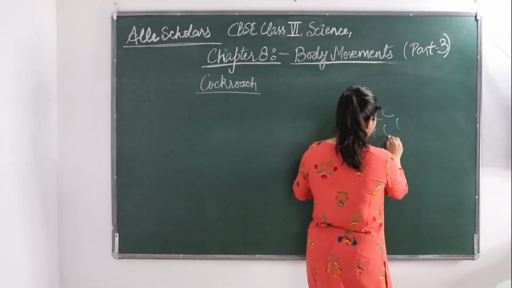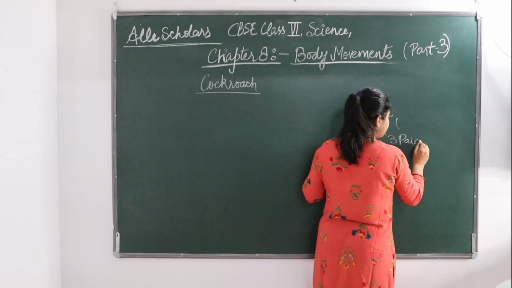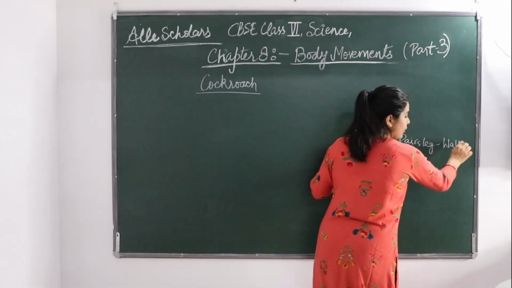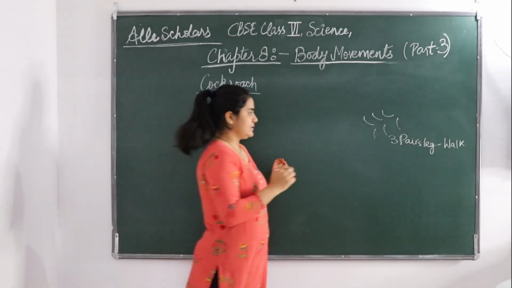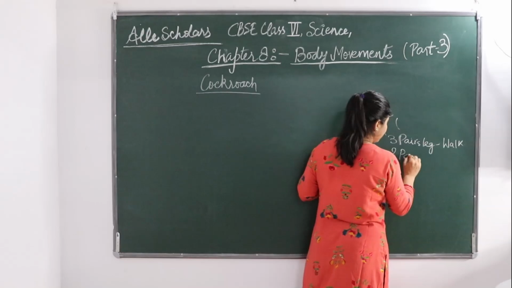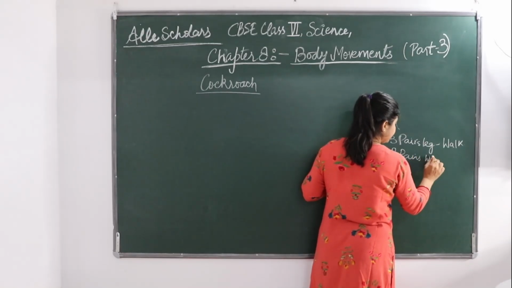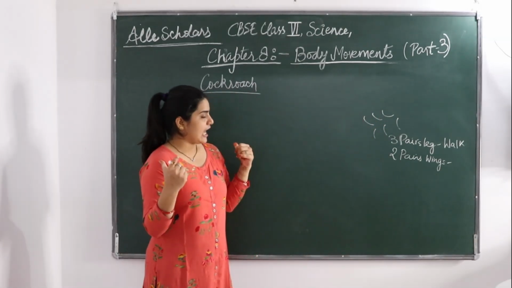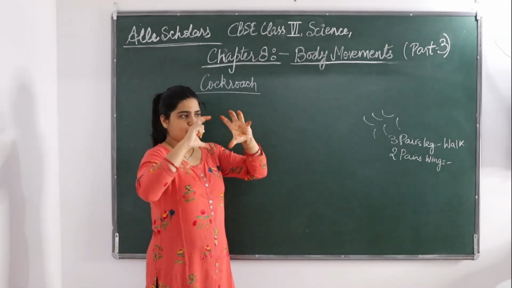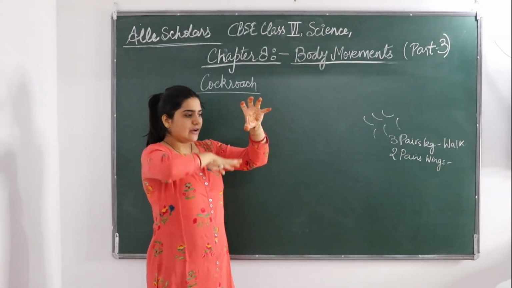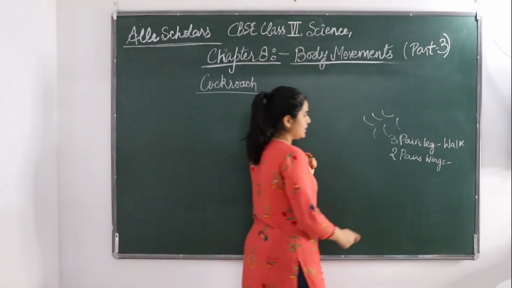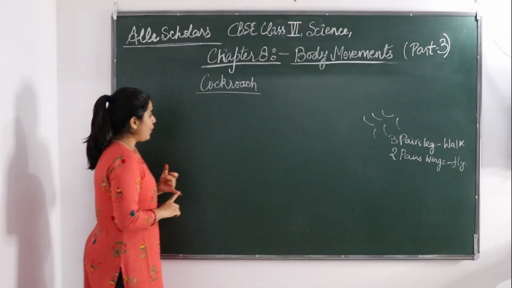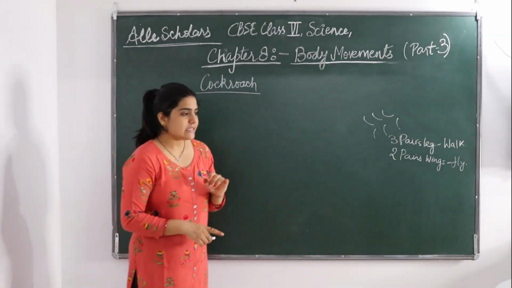Okay, so there are 2 pairs of wings. First we have seen that they have 3 pairs of legs which help them to walk. Now they have got 2 pairs of wings. How many wings? 2 pairs of wings. This pair of wings is attached behind their head. Suppose this is the head, and behind their head they have got 2 pairs of wings which help them to fly.